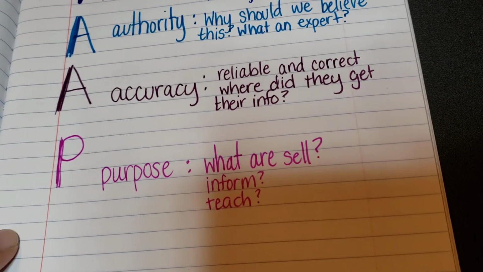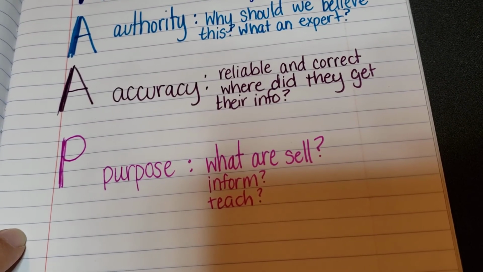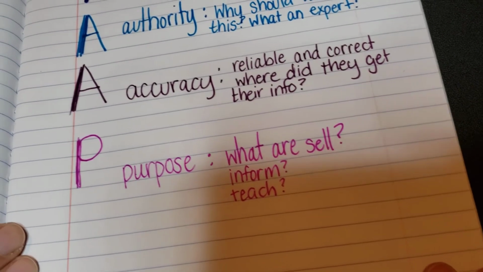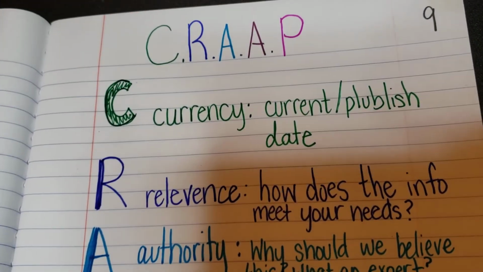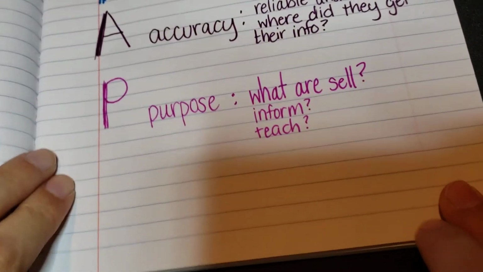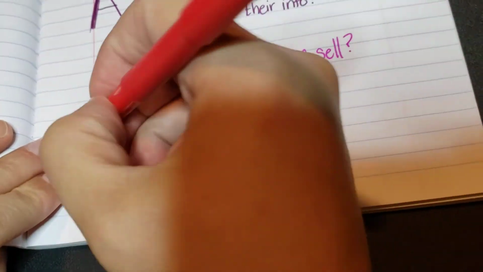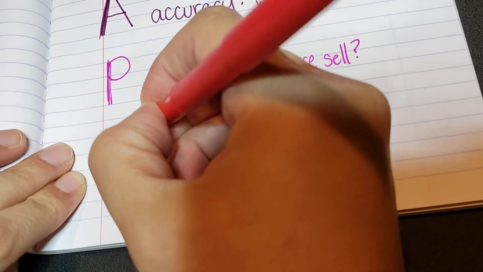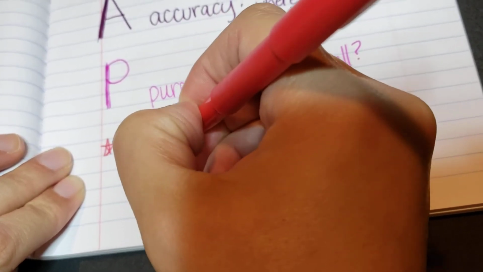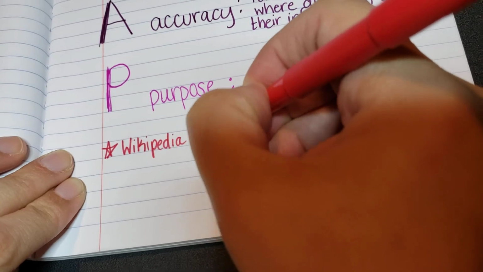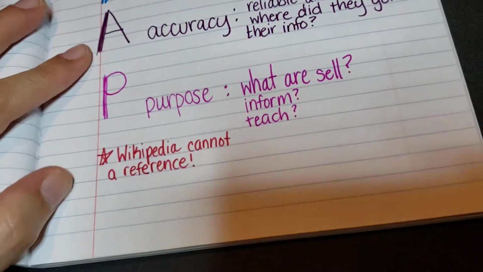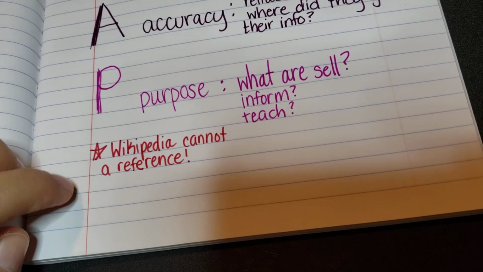This is kind of your checklist that you should go over when you are looking at your sources. So when I say, is that a CRAAP source? The answer should be yes. Okay, and you can decorate your page however you'd like. But we're going to make a note. Draw a little star there. Always remember, Wikipedia cannot be a reference. But you can find references from Wikipedia.